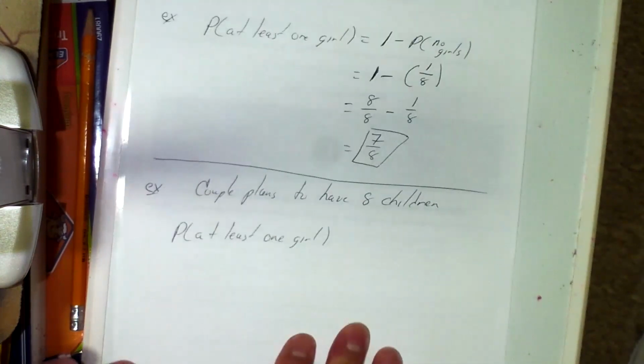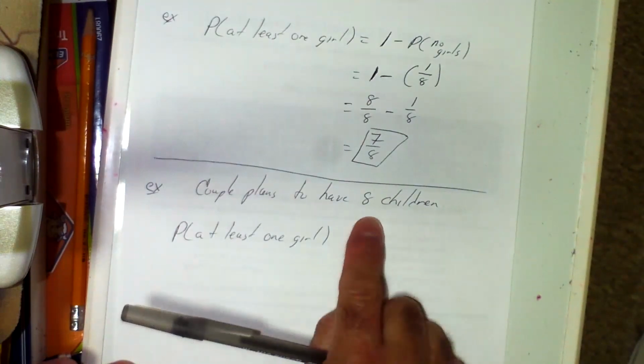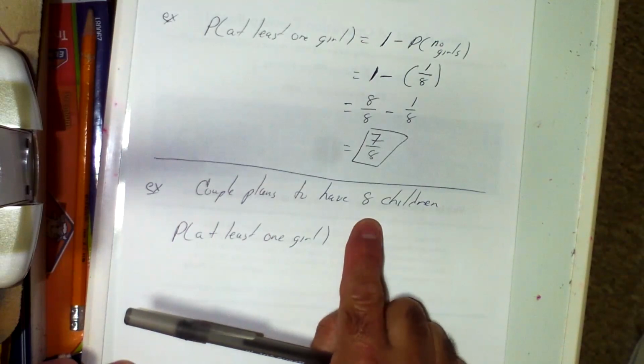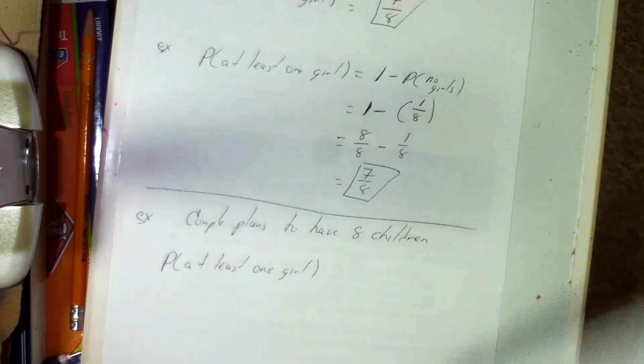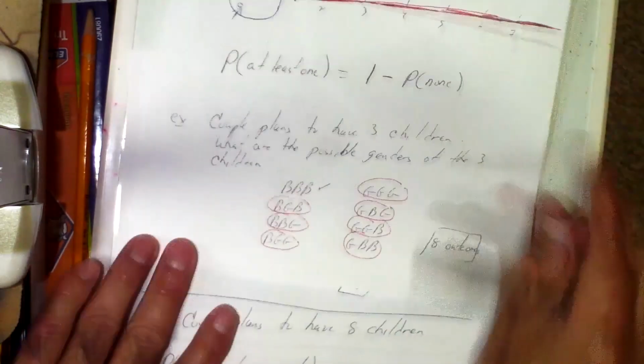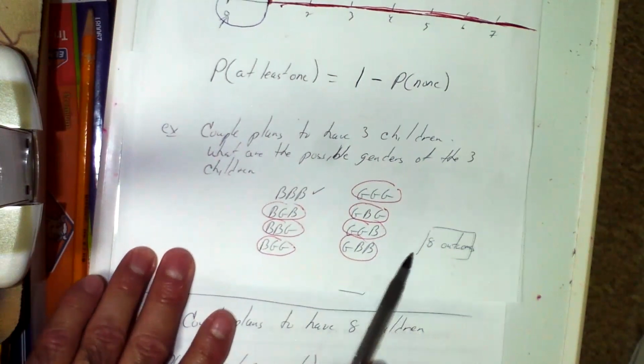Right, one girl. All right, so we need to figure out the total number of possibilities for this couple, all the genders of all the 8 children. Now, you remember back over here, we knew that it was 8.